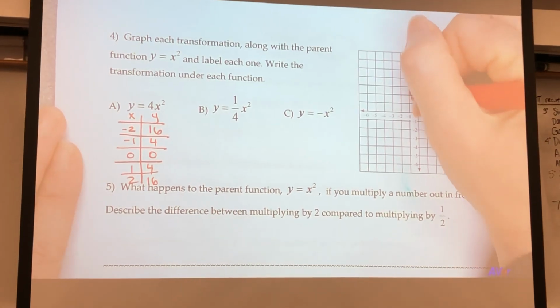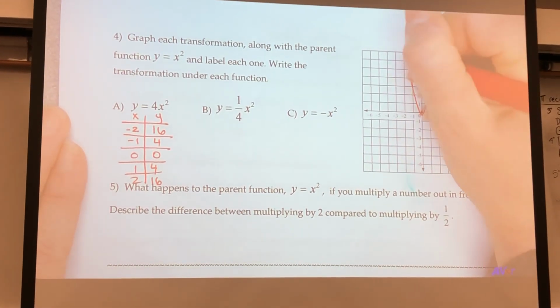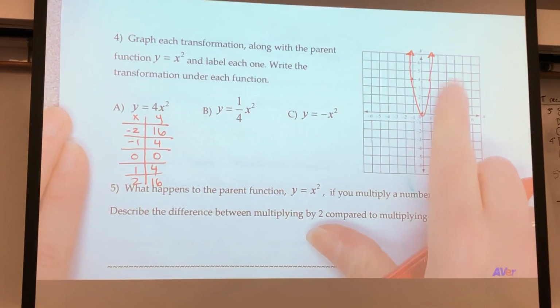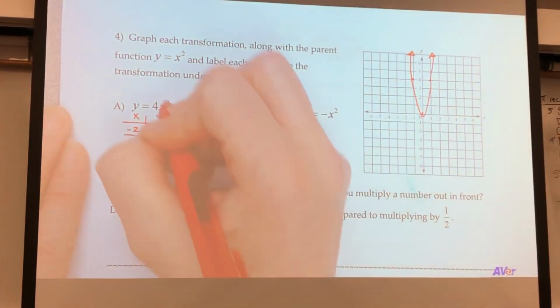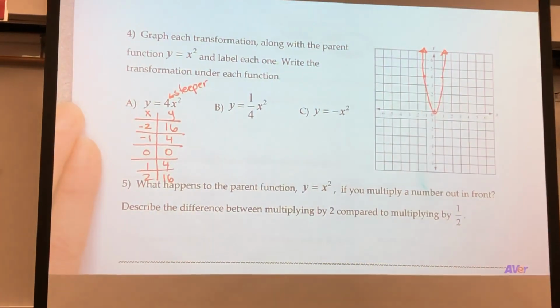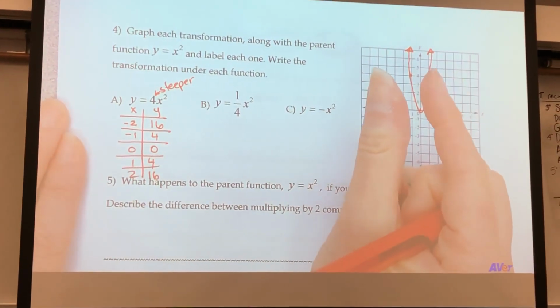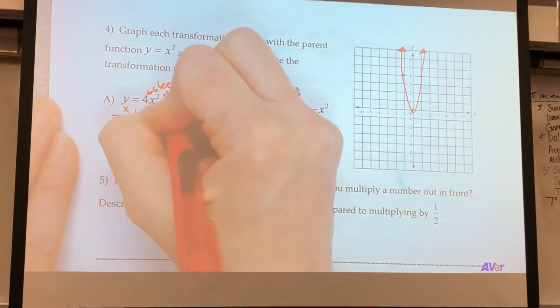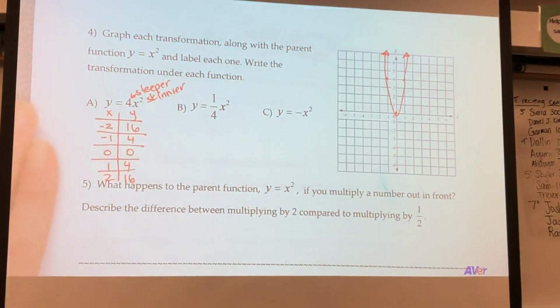Notice what it did to my graph. It made it go much, much steeper. It's like having a higher slope. So some people use the word steeper. Some people use the idea that it got closer together so that it's skinnier. They'll use those kinds of words.